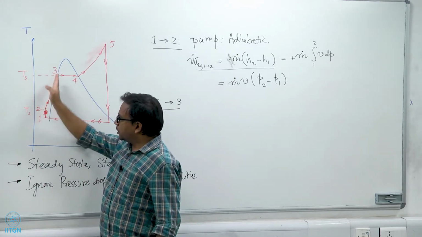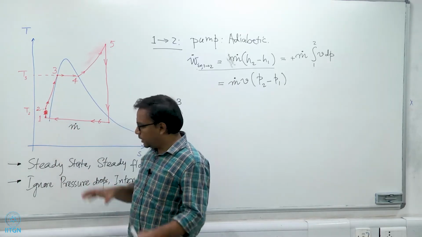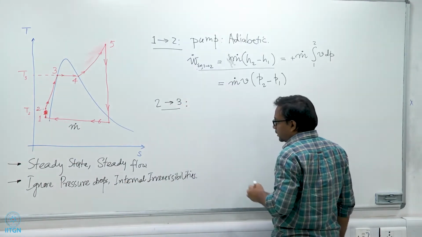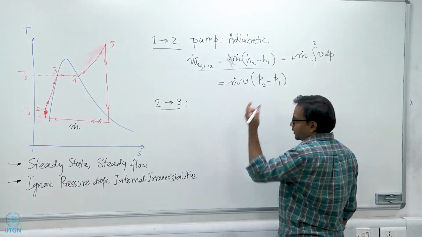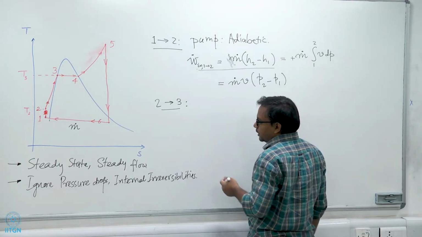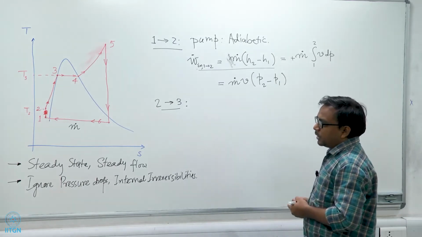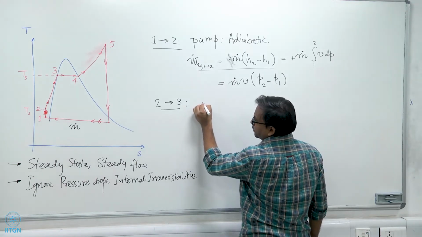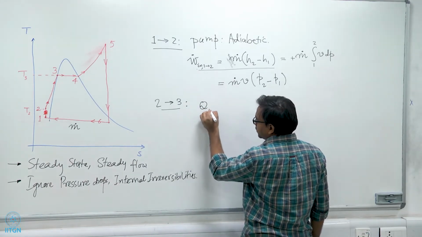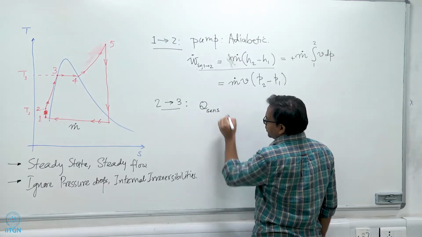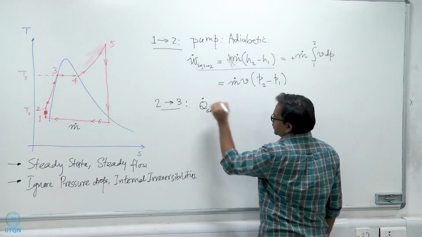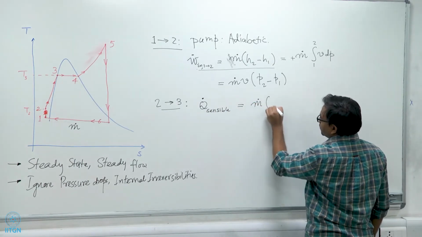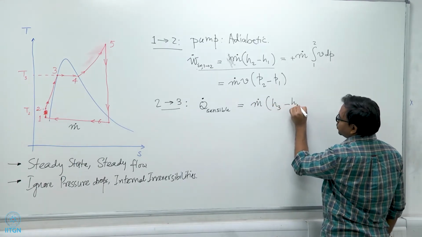Any pressure loss as the water flows through the pipe is being ignored, as I have indicated here. So, this is simply heating, and for the rate of heat supply, again you apply the first law of thermodynamics, the first law for an open system, to the sensible heater, and you will see that the rate of heat supplied, let me call this Q dot sensible, will be equal to m dot times H 3 minus H 2.